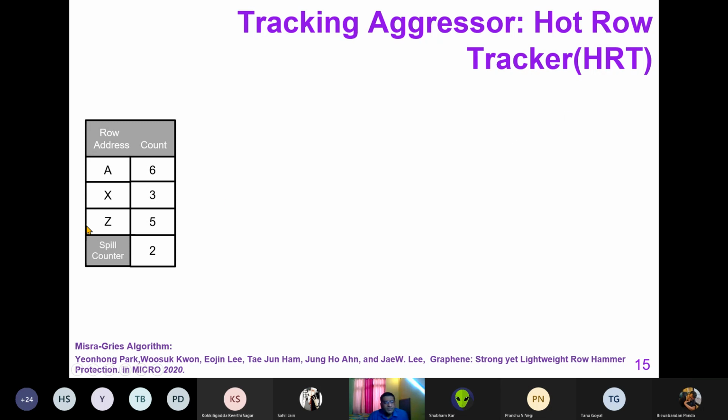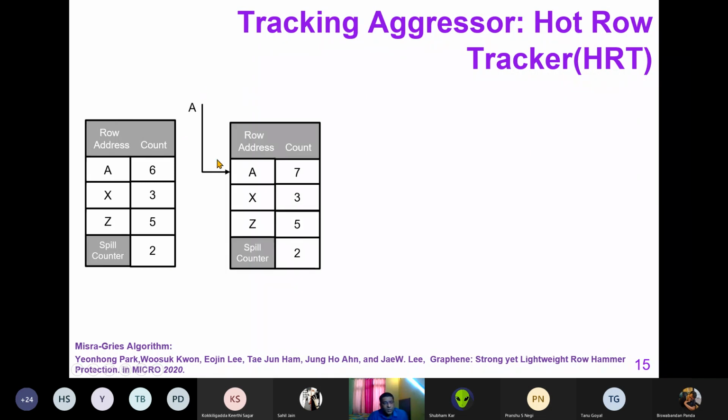Let's consider this is the initial table. I'm giving an example with 3 rows: X, Y, and Z. This is the row address and the corresponding count. Count means that many activations are done on those rows. There is another field in this table called the spill counter, whose initial value is 2. Now there is another request with row address A. Because this row was already present in the table, its count was incremented by 1, that is 7.